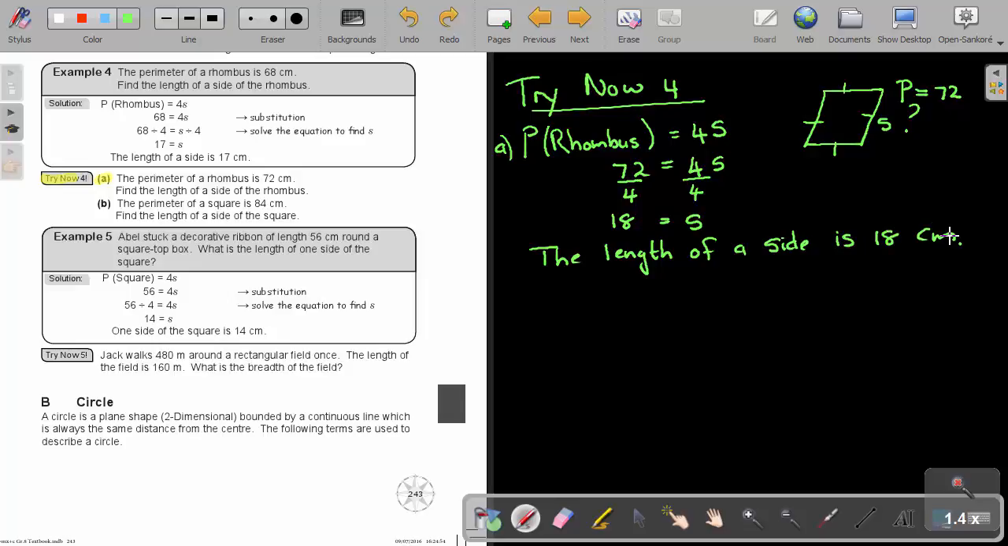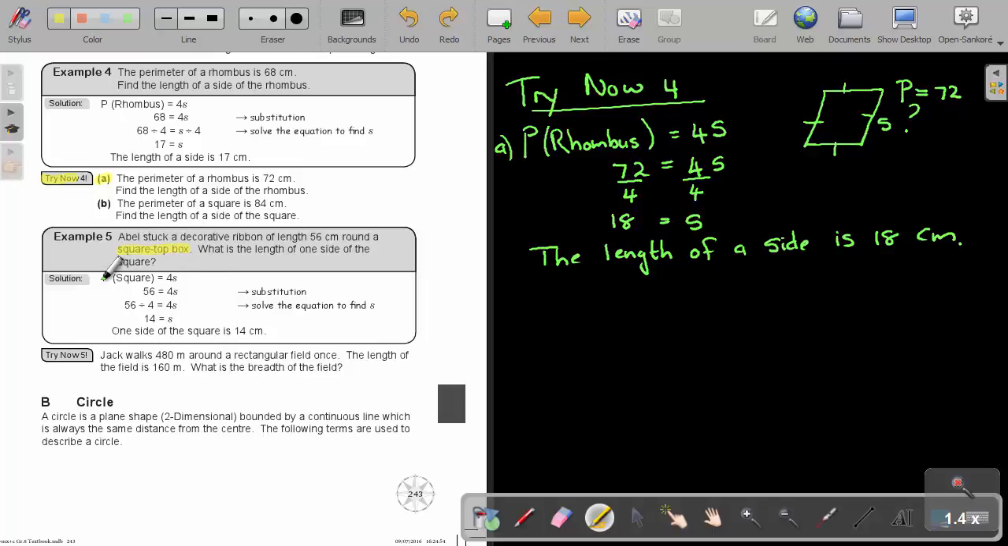Okay, and now we're going to look at the final one. Example 5: I will stick a decorative ribbon of length 56 centimeters around a square top box. What is the length of a side of the square? It's more or less the same. It's just in a practical sentence, but just a square top box. So maybe just focus on that. Just make this. It's going to be a square top.